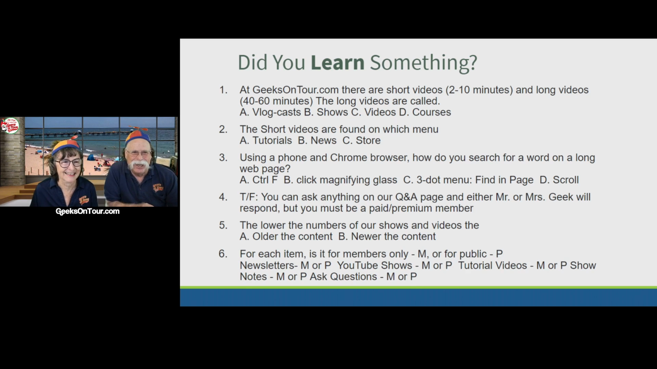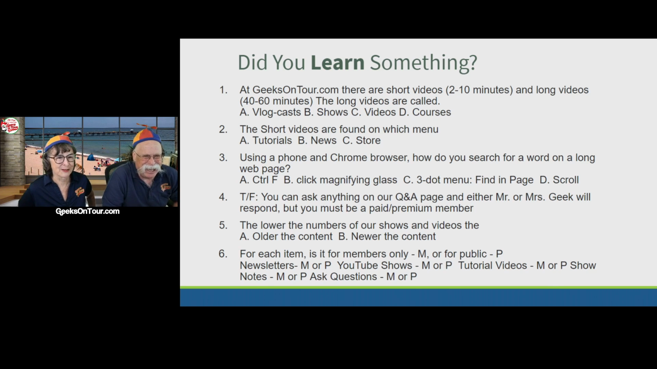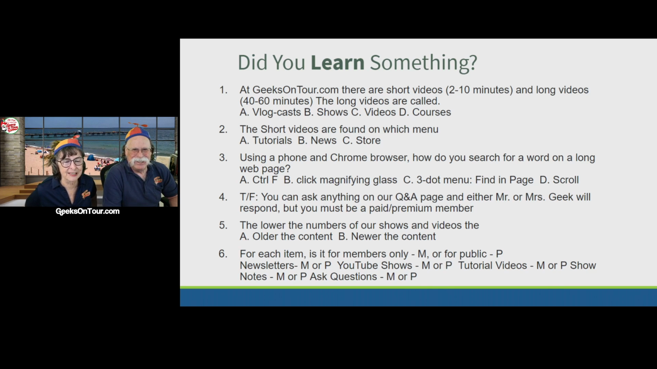Okay. For each item, is it for members only, M, or for public, P? Newsletters? YouTube shows? Newsletters, they're for the public. YouTube shows for the public. Tutorial videos, mostly for members. Show notes for members, and asking questions is for members.